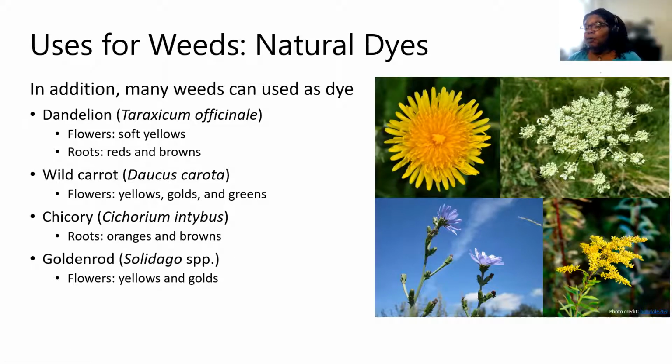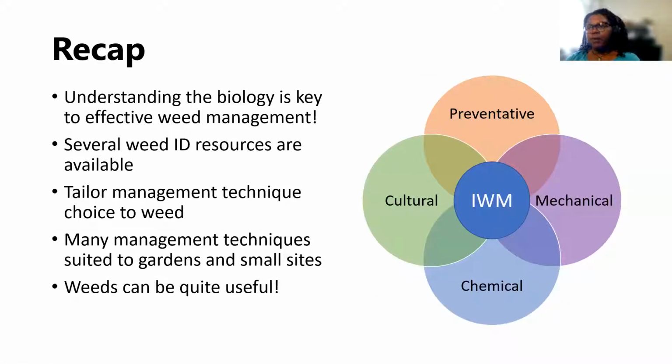And then finally, goldenrods, everyone's probably least favorite plant. You can use the flowers, the blossoms to get yellows and golds. So you're not going to get really blues and purples, but a lot of sort of warm yellows, golds, oranges, browns, using these weeds.